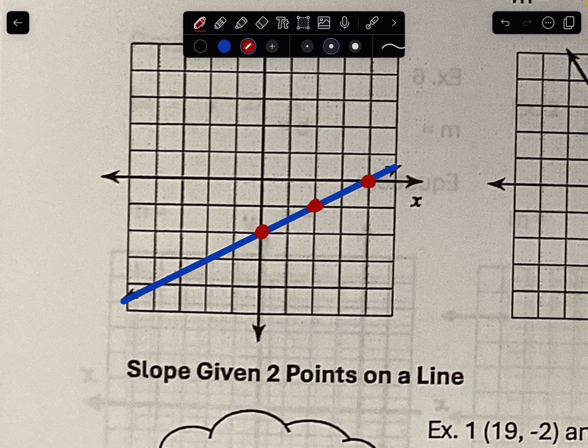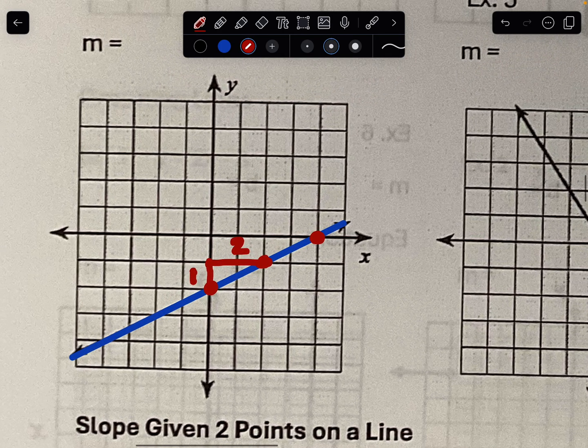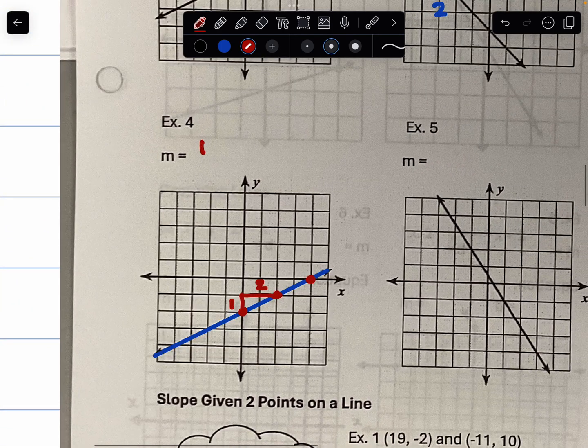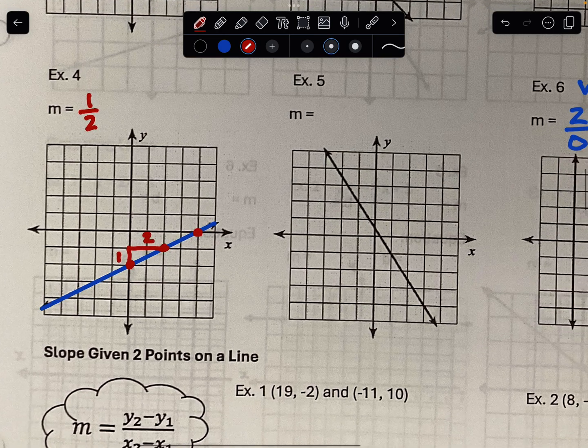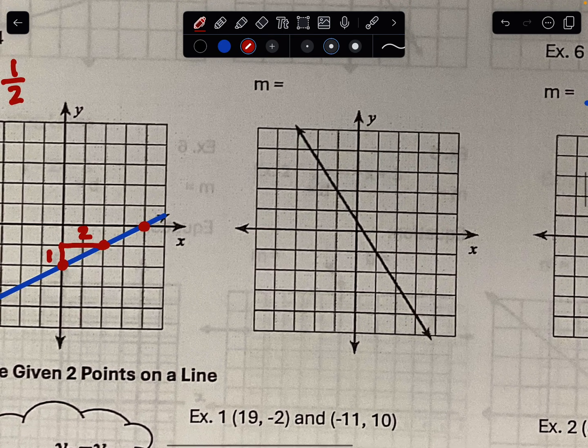Okay, Pearl, start at the point on the left. What direction would you count? Up how many? 1. So up 1 is going to be my top number over 2. What's my slope, Pearl? 1/2. Good. All right, Peyton. Number 5, give me 2 ordered pairs located on that line.